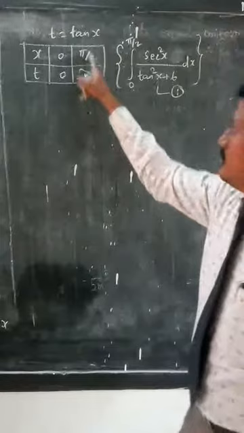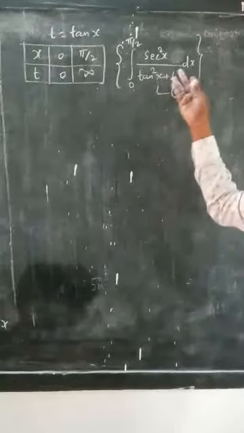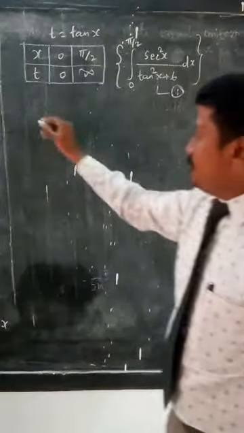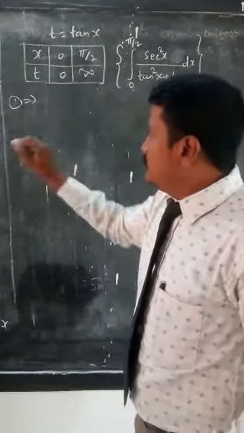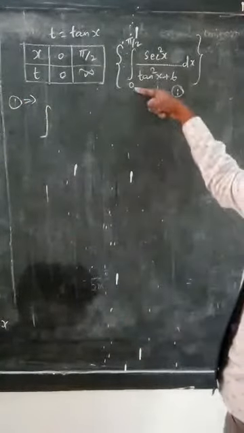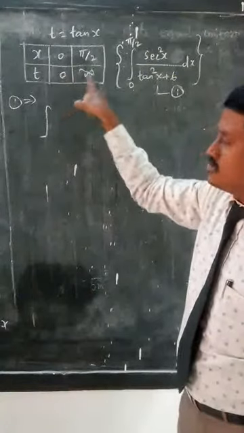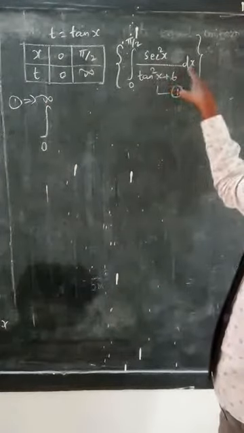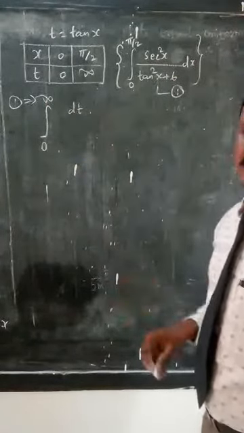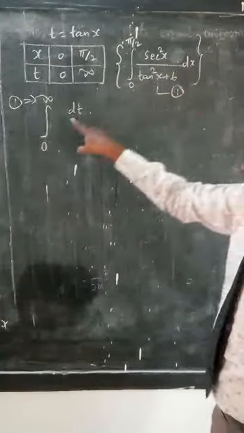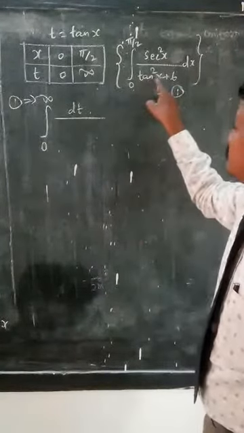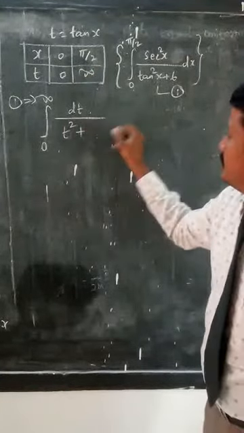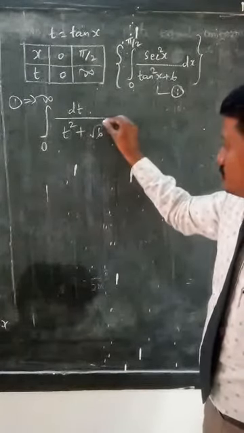Next, I am going to substitute all these things in the first equation. This is nothing but the previous step that we have written, taken as the first equation. So the first equation now turns to an integral, the limit is not 0 to pi by 2, but 0 to infinity. Secant square x dx is written as dt, just refer to the previous line. Divided by, with the substitution tan x equal to t, this becomes t square plus 6. 6 can be written as root 6 whole square.